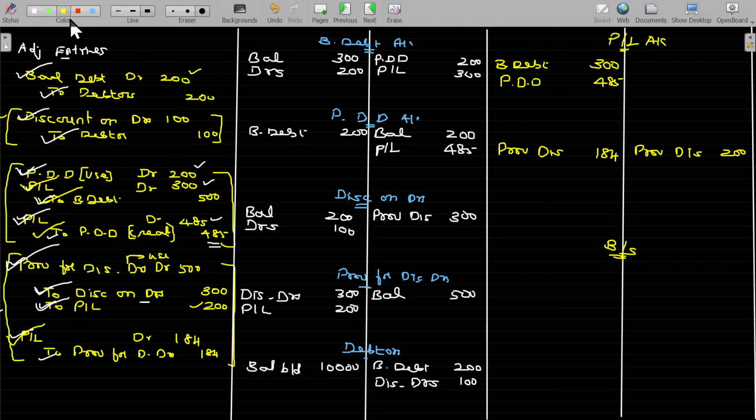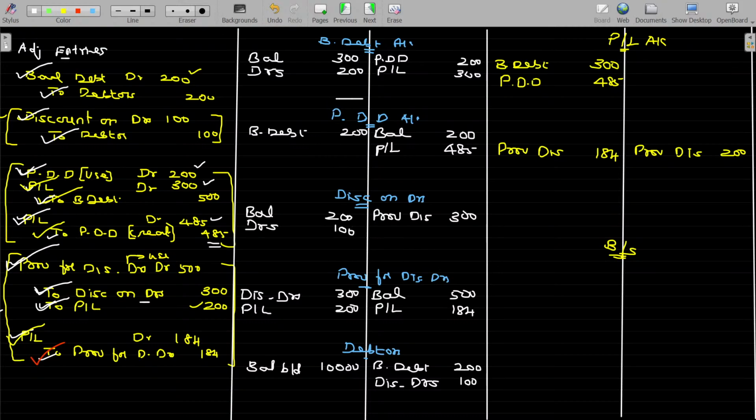Right. And here, provision for discount on debtors, in the provision for discount account, by P&L account 184. Is that okay? By passing the entry, we can transfer to the concerned ledger, and from the ledger we prepare the P&L account as well as the balance sheet extract.